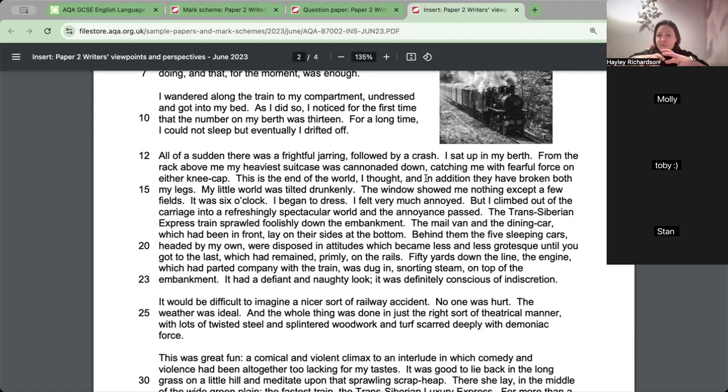The berth is like the bed when the beds are kind of stacked against the wall. It's like his little section.